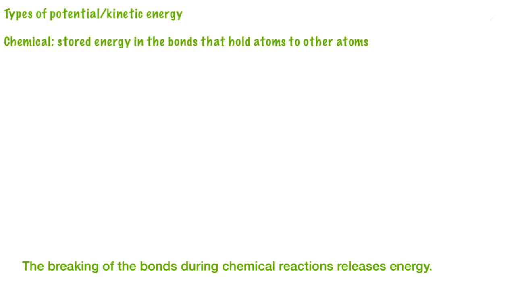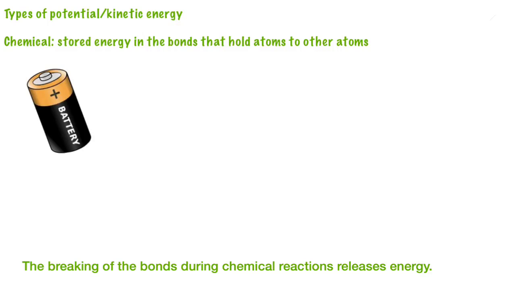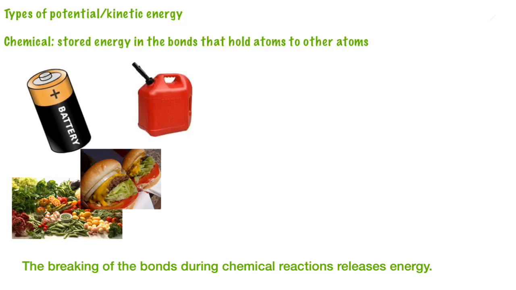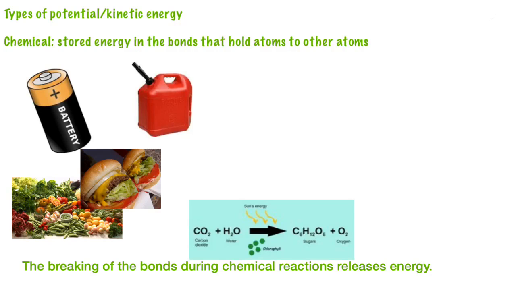The next type we have is chemical energy, and that's stored in the bonds that hold atoms together. When you break those bonds apart, then it releases that chemical energy. Some examples of stored chemical energy are batteries, gasoline, foods that we eat, and then you have photosynthesis.